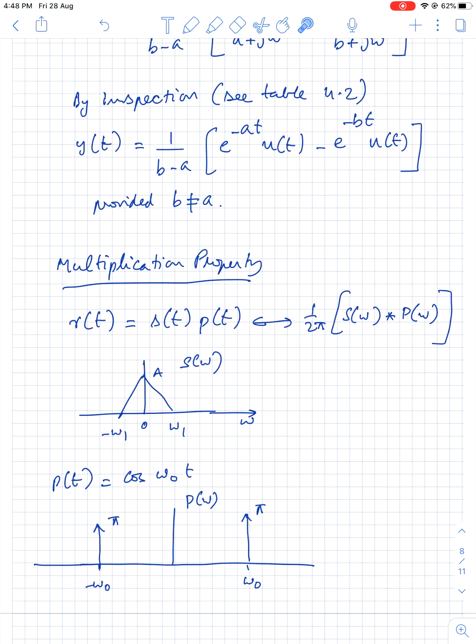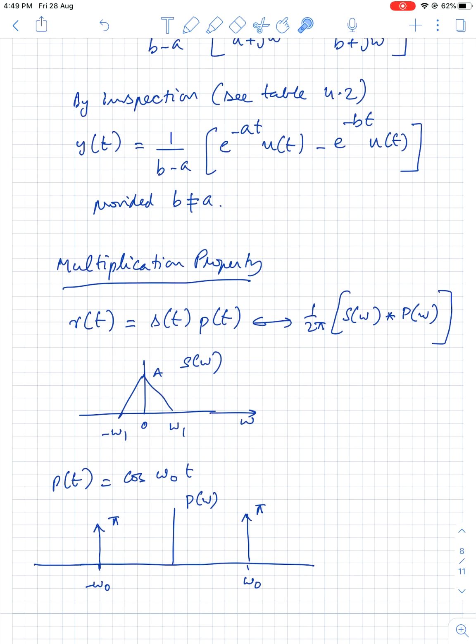This can be illustrated here for an application in communications. Suppose there is some signal which has this spectrum. This is the spectrum of the signal. This signal is band limited. The bandwidth of the signal is the difference between the greatest frequency and the lowest frequency. In this case, 2 omega 1 is the bandwidth, and all the other frequencies are 0. So the signal is restricted to this band.